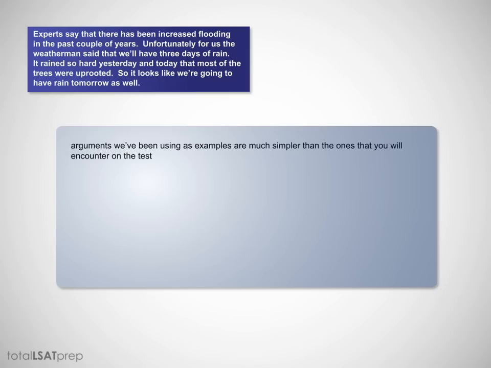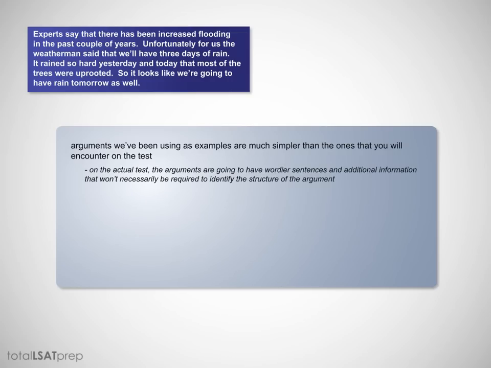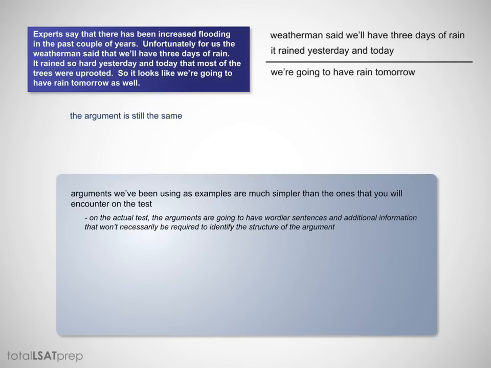The arguments that we've been using as examples are much simpler than the ones that you will encounter in the test. In the actual test, the arguments are going to have wordier sentences and additional information that won't necessarily be required to identify the structure of the argument. The basic structure of this argument is the same as in all the previous simpler ones. The argument is still the same.